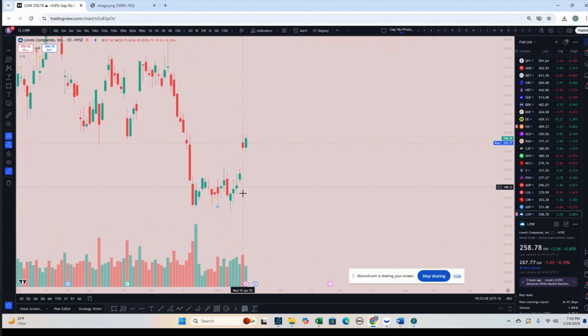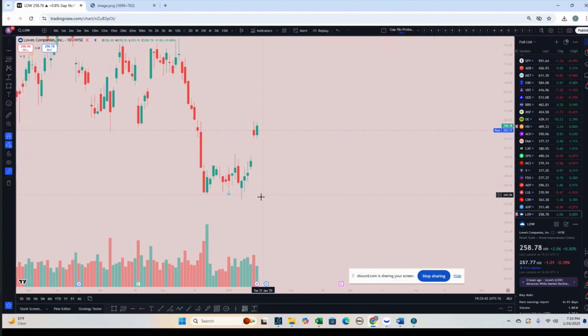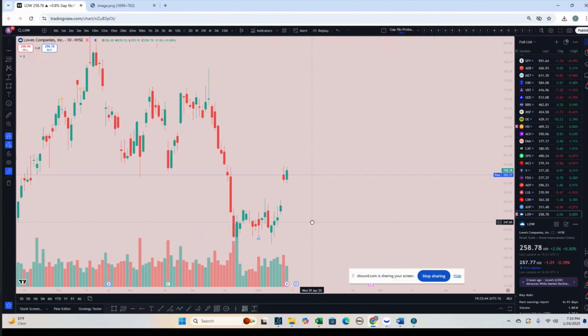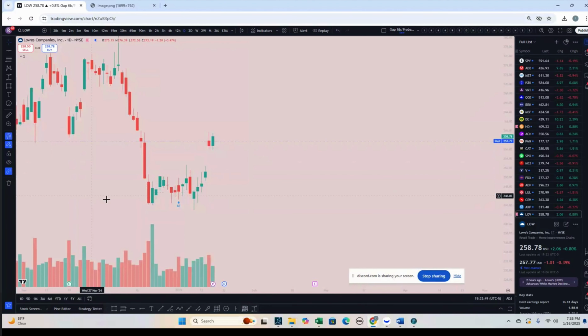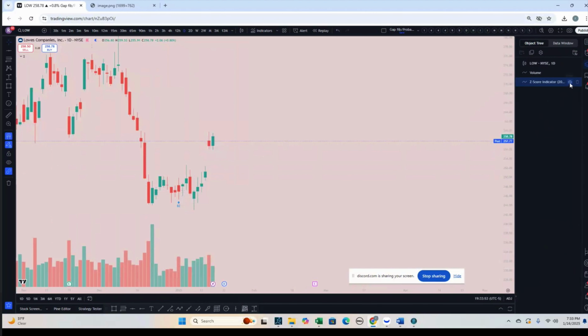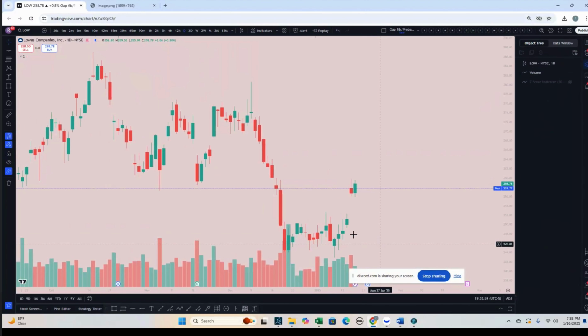This might sound really stupid, but how do you catch it there? What are the indicators? What do you use to catch it there? No, there's no indicator. I only have one indicator on here, which is basically a standard deviation indicator. But I don't even need it. I can just kind of eyeball it.